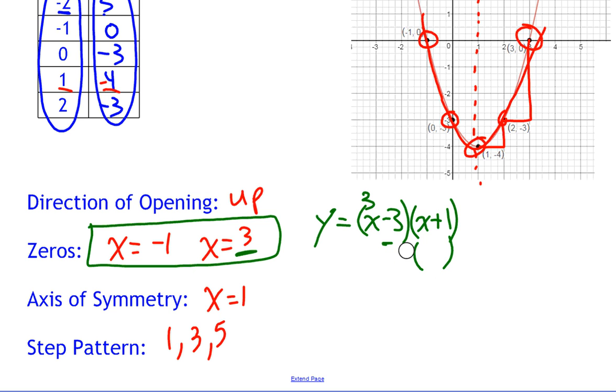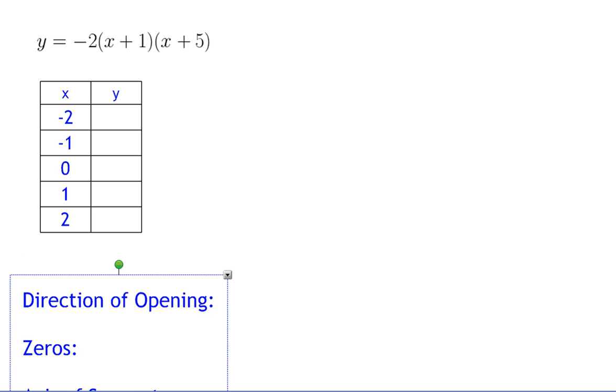So let's have a look at the next one. One more example. So this one's a little bit different. Now we have an a value of negative 2. So it's negative 2 times x plus 1 times x plus 5. And we'll just substitute our values into the equation.